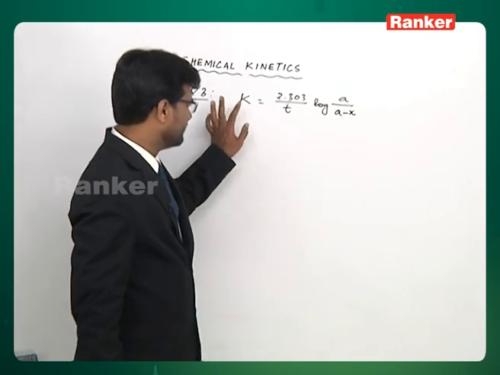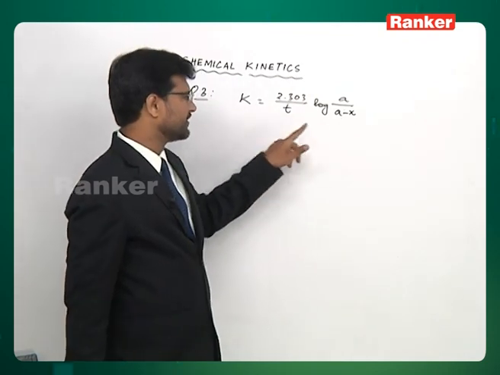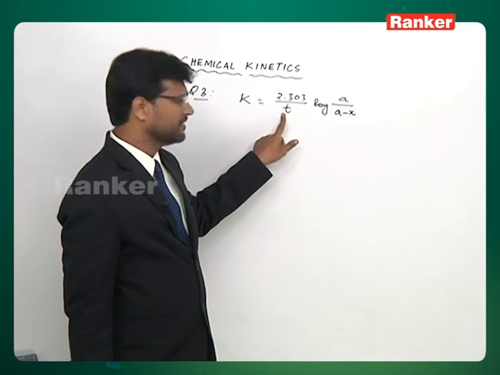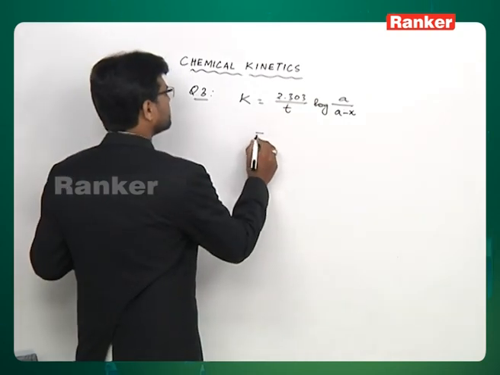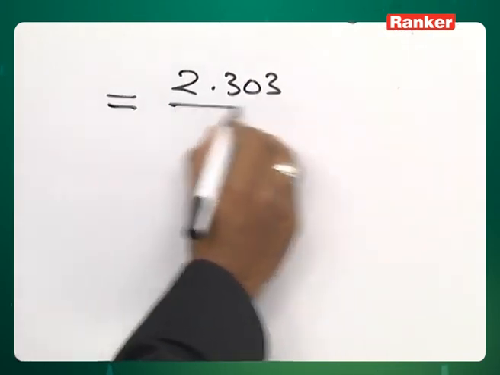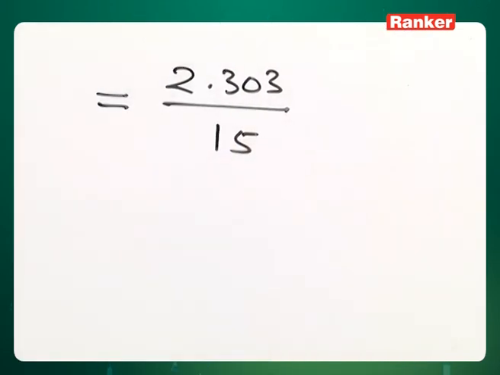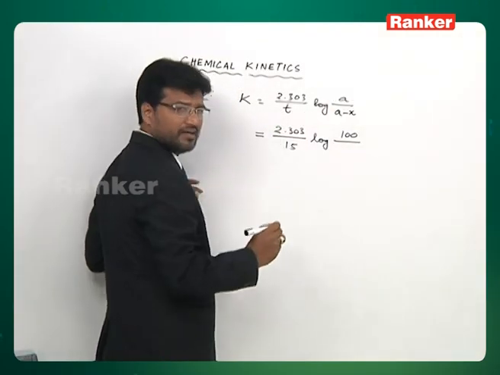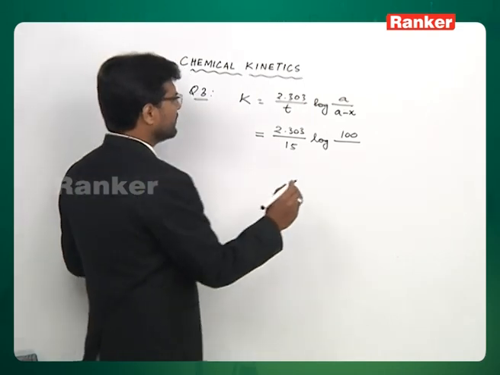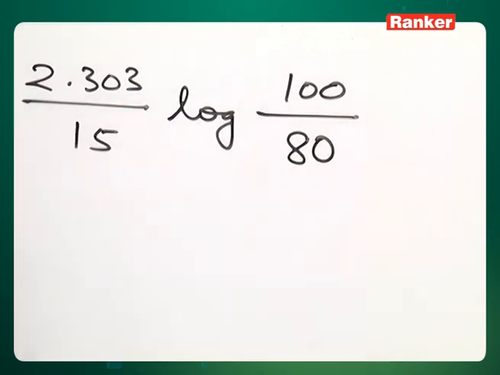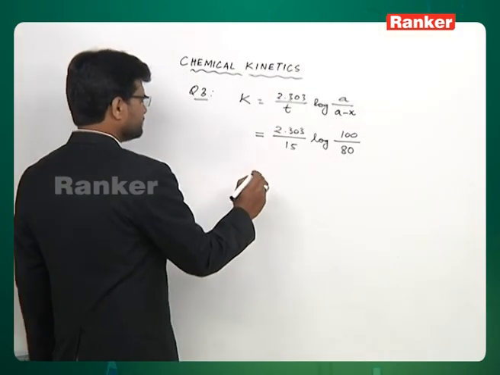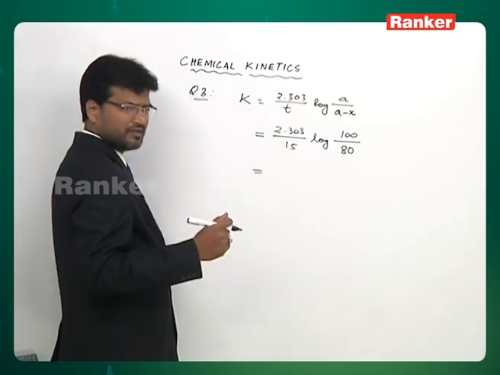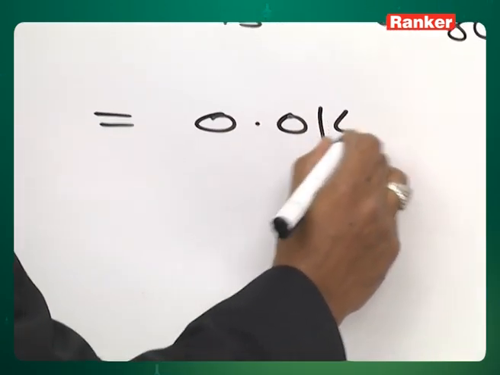You know very well, we have done it just now. K is the rate constant, T is the time taken, A is the initial amount, A minus X is the amount left out after time T. Now let's apply this. 2.303 by 15, the time given is 15 minutes, log of 100, you take the initial amount as 100%, and 20% of reactant is consumed. So what is left out is 80%. If you calculate this, you get the value 0.0148 per minute.